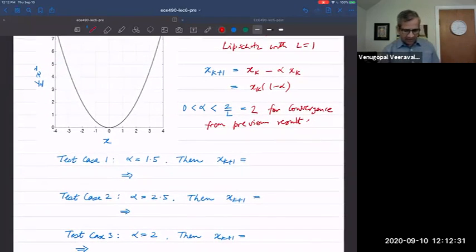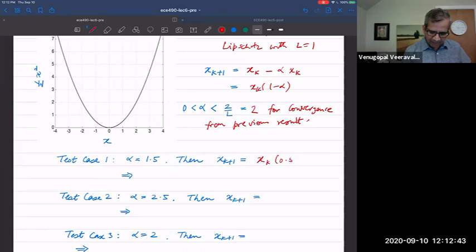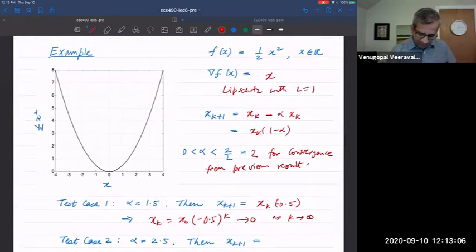So first, let's take a test case when alpha is equal to 1.5. So alpha is less than 2. In that case, xk plus 1 is xk times minus 0.5, which means that you start off with some x0, and xk is x0 times minus 0.5 to the power k, which is going to 0, the minimum of this function as required. It's the only stationary point of this function.